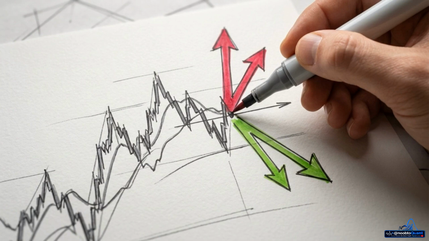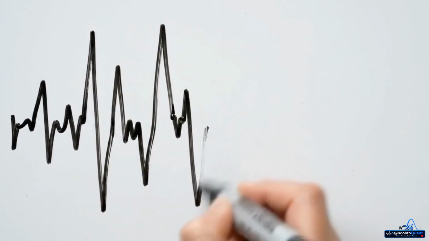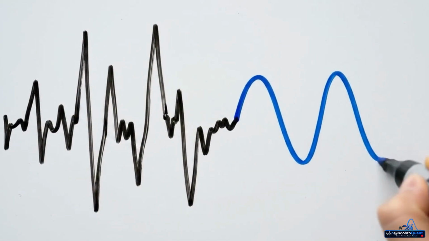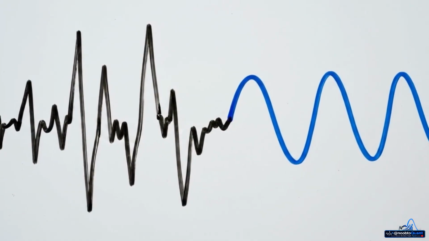Most retail traders spend their time trying to guess whether a stock's price will go up or down. Institutional traders take a different approach. They largely ignore price direction and instead trade the underlying volatility waveform.